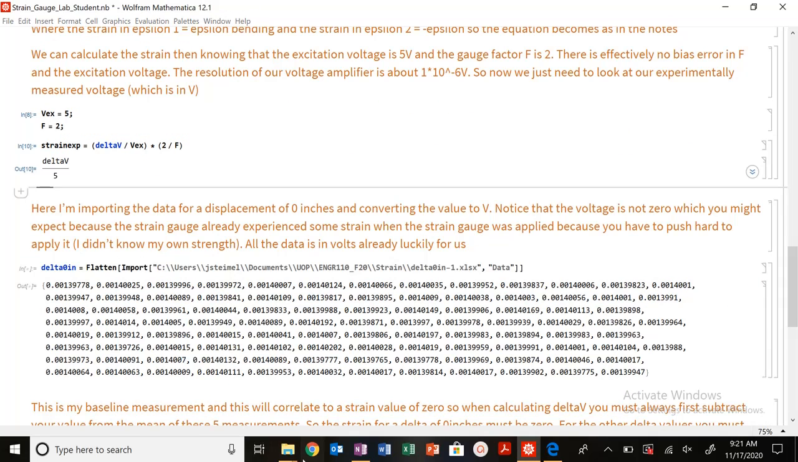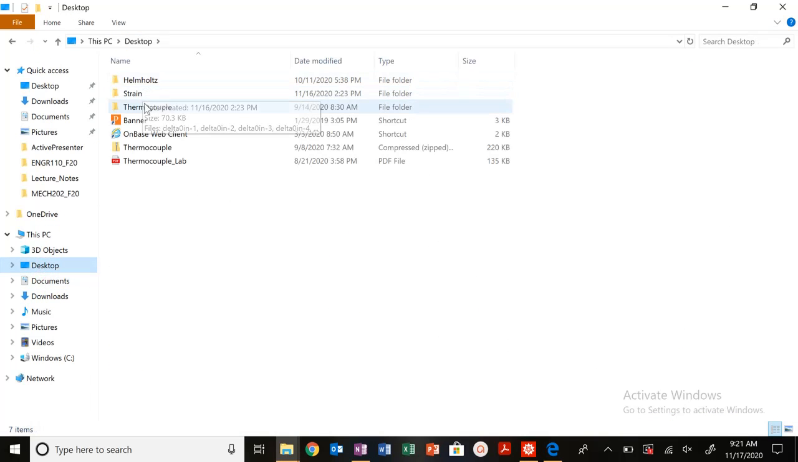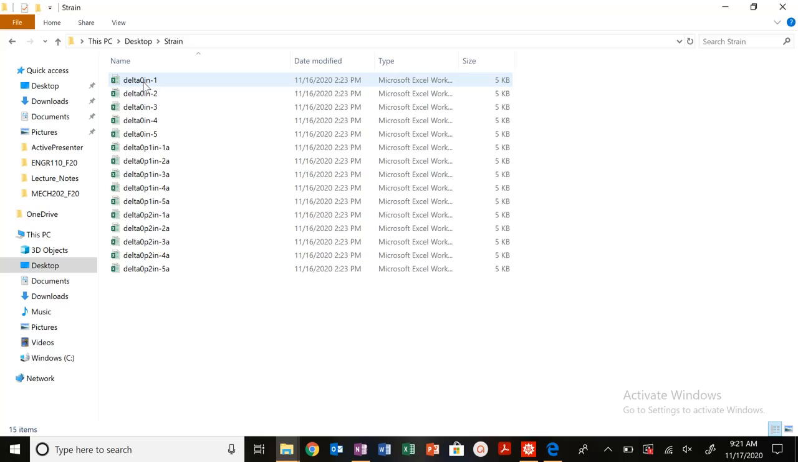And now I'm going to import some of the values. So I'm not going to go to internet. I'm going to go to my desktop where I've already extracted all my data for strain. And you can see here, these are the delta. So 5 repeats of experiments. Again, it was sampled at 10 samples per second.